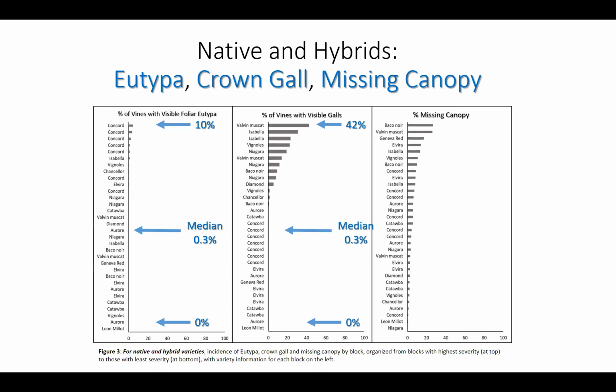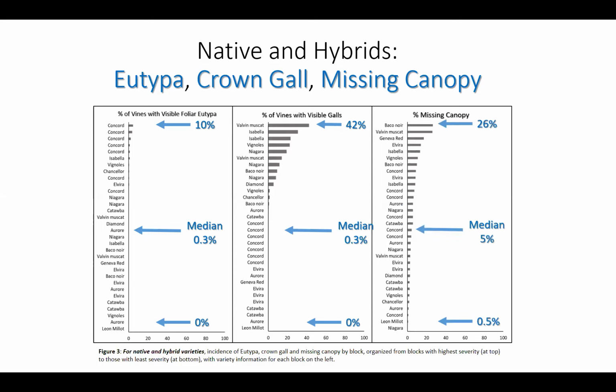Median value of the blocks with visible galls was 0.3%, so half the vineyards had less than that. That's good news, and half had more than that. And you can see that's concentrated in a few varieties like Isabella, Niagara. There's a couple Niagara blocks, and Valvin Muscat, but not much in Concords or Elviras or Auroras.